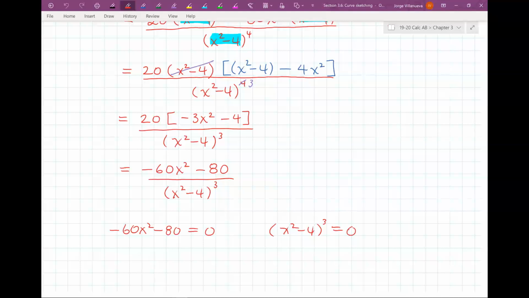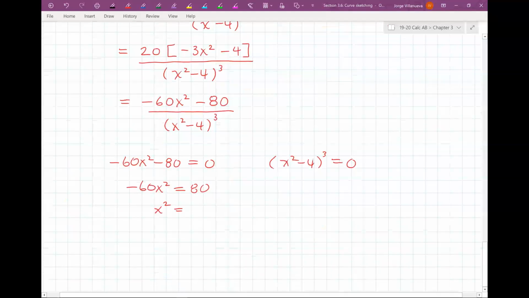So I'll kind of start doing it on my own here. Negative 60x squared equals 80. X squared equals, what would that be, negative 4/3. Hey, because you can't take a square root of a negative number, right? No. So there we go. No solution for that one.